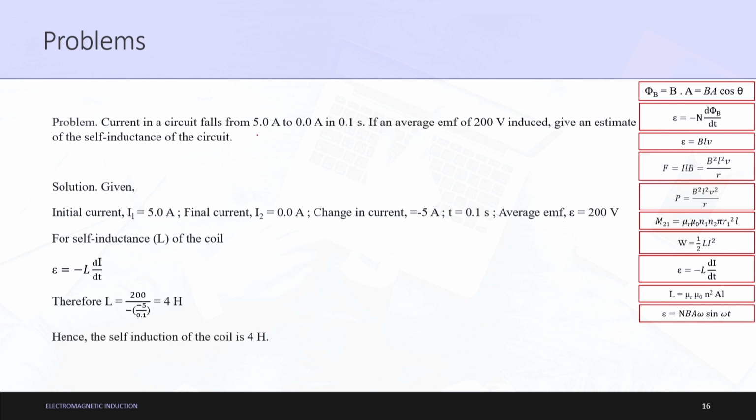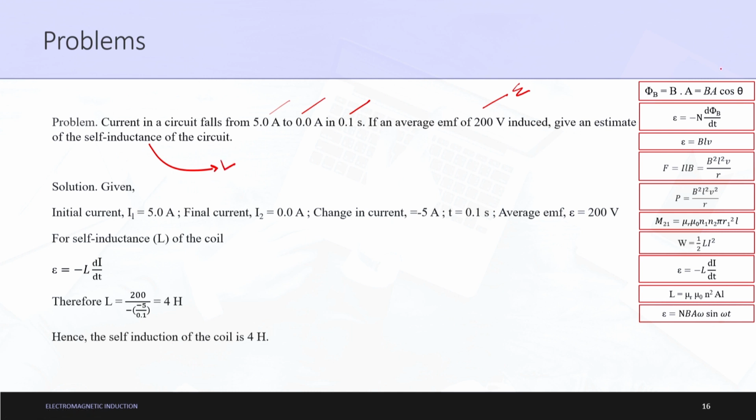Current in a circuit falls from 5 to 0 amperes in 0.1 second. So, dt is given to you, di is given to you. If an average EMF of 200 volts is induced, so epsilon value is also given to you, give an estimate of self inductance. So, see, it was a question of self inductance only, in which the value of capital L was asked to you.